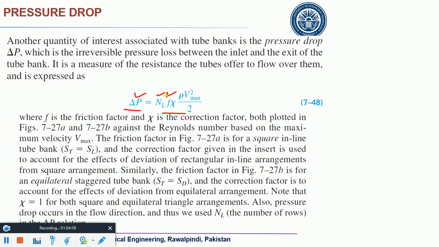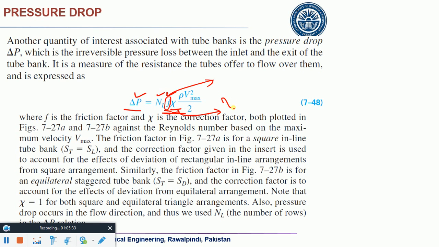This is NL, the longitudinal number of tubes. Then this is the friction factor F. By the way, this friction factor is not equal to CF. You remember that we talked about two types of friction factor. Darcy friction factor, and what was the other one? Come on, go back and check. Okay, Darcy friction factor, and there is another one. I would not give you its name. Just check it yourself. You should check it from your notes.